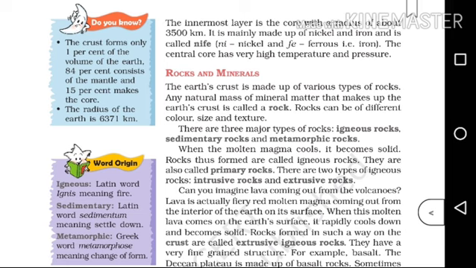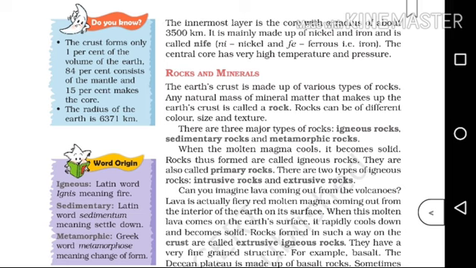6,371 kilometers. The innermost layer is a core with a radius of about 3,500 kilometers. It is mainly made up of nickel and iron and is called NIFE. The central core has very high temperature and pressure. So the innermost layer of the earth is known as the core, and it has a radius of 3,500 kilometers.